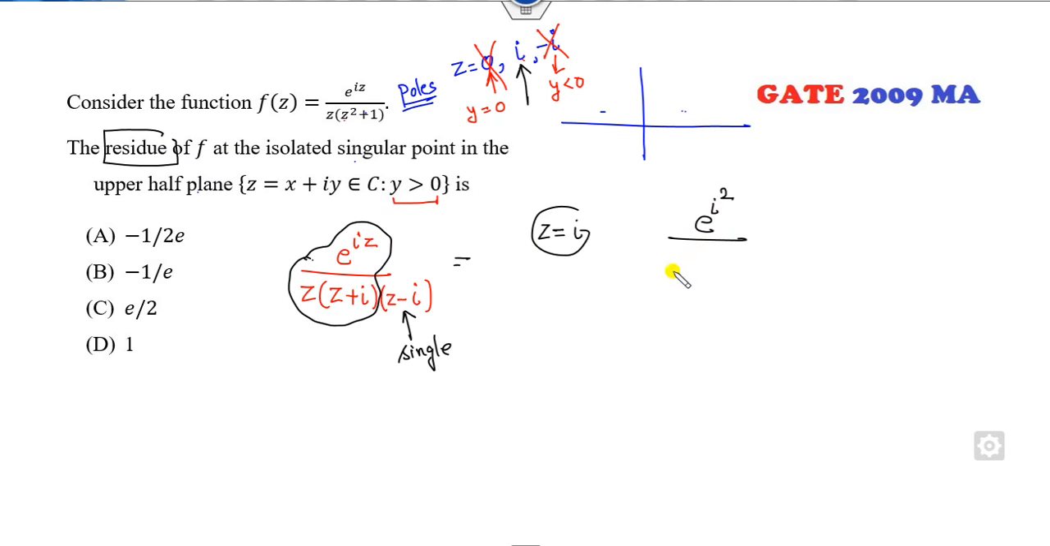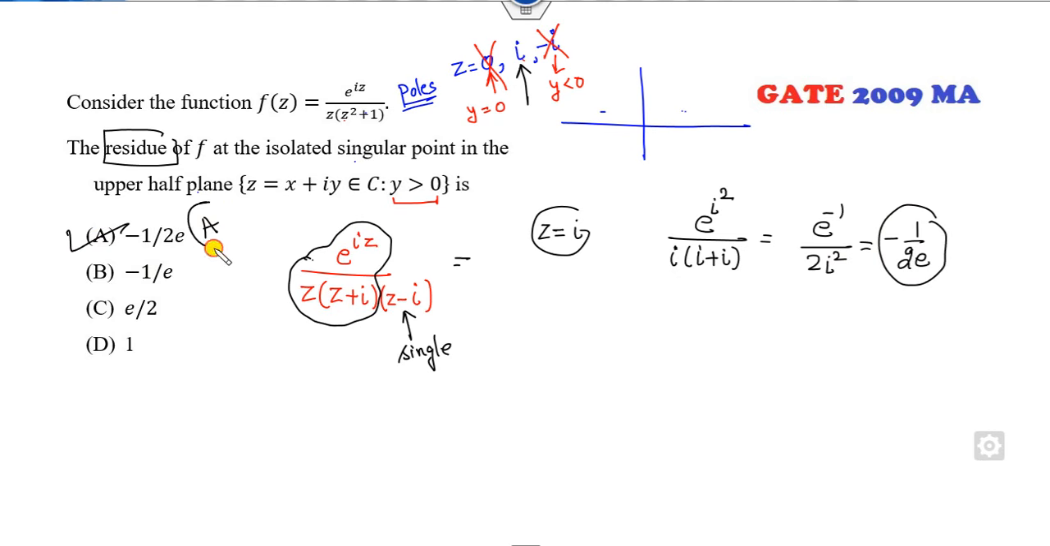So that is simply iota times iota plus, so what is that, e raised to power -1, it is my 2 iota square, so it is -1 over 2e. A is the correct answer of this problem. Very simple, you just look at the coordinates, y greater than 0, that means we are looking for this portion, the first and second one.